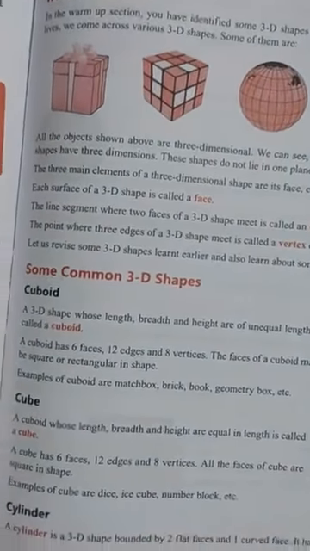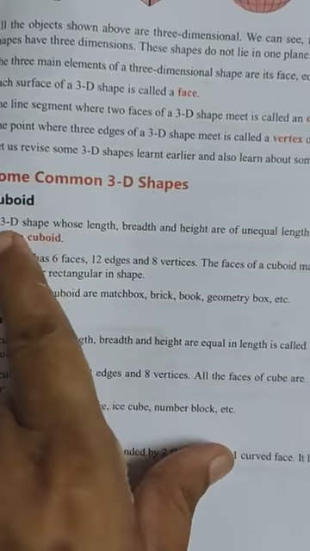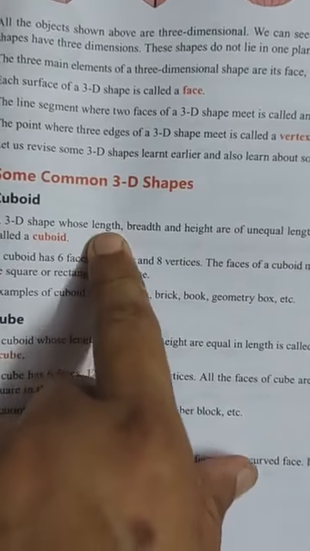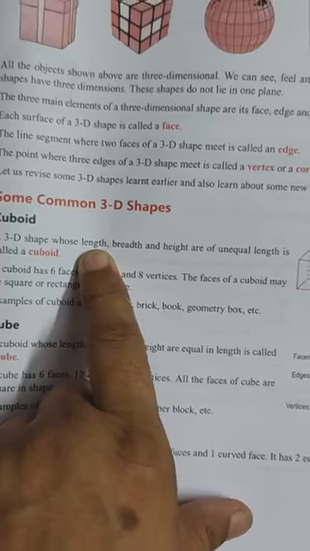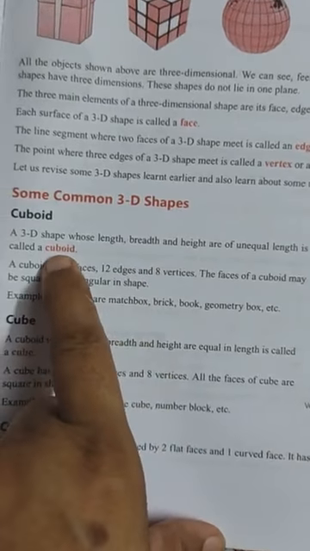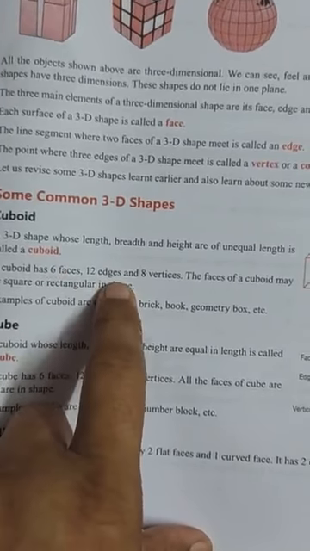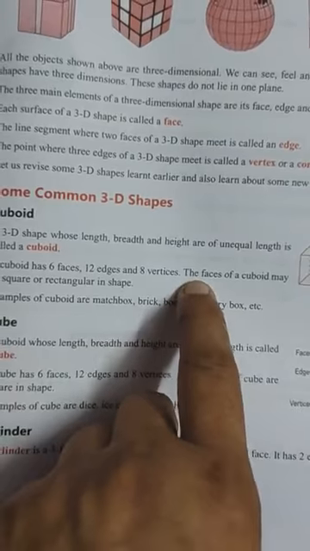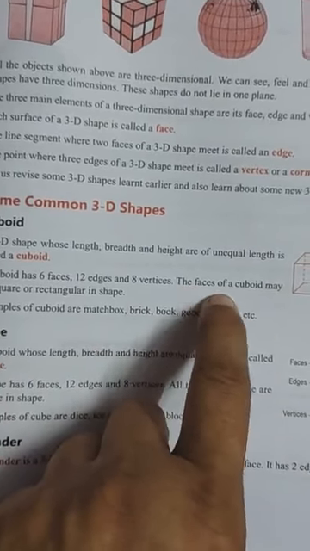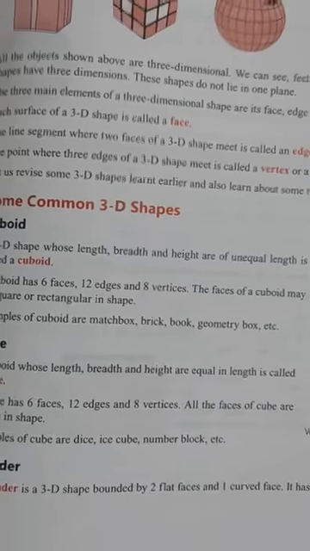So now, some common 3D shapes. One is what? Cuboid. So a 3D shape whose length, breadth and height are not of equal length, they are called what? Cuboid. So it has 6 faces, 12 edges and 8 vertices. The faces of a cuboid may be square or may be rectangle.